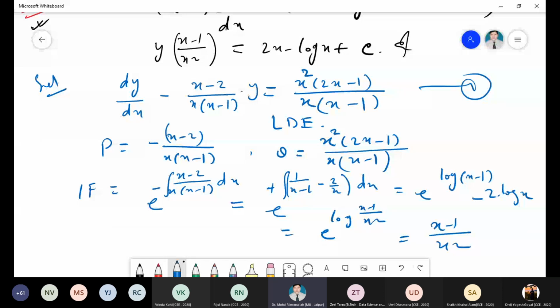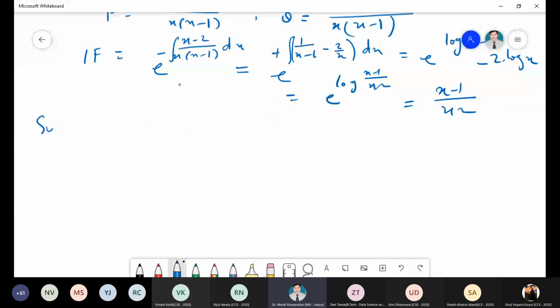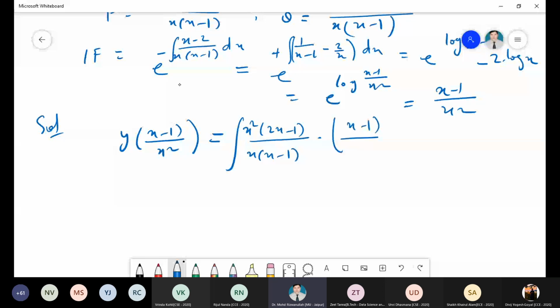So this is your integrating factor. The solution is y into x minus 1 upon x square, and this will be equal to the integration of Q, and the Q is what? Q is 2x minus 1 upon x into x minus 1. The integrating factor is x minus 1 upon x square, and then dx, and then plus c, right?